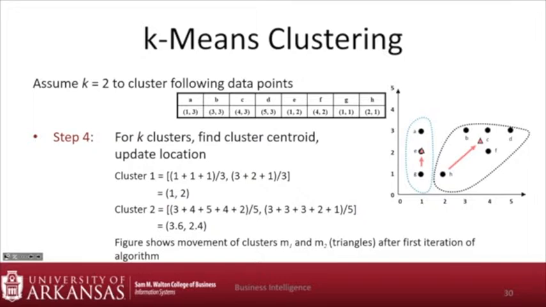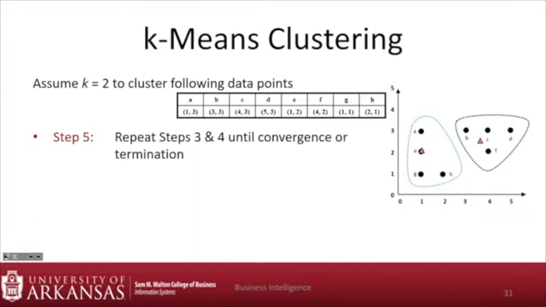Over here, there's 5 data points. You should move your middle, it should be over here at 3.6, 2.4. Again, you don't have to do math. This is what's happening. So I've moved my triangles. Now I'm going to go back to step 3 and do it again. Step 5 is to repeat steps 3 and 4 until either convergence, so nobody's moving, or termination, which is our max number of times we're going to try this.